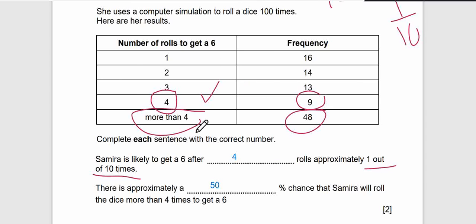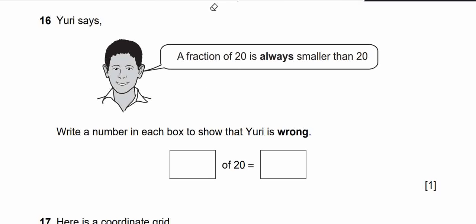Alright, this is the answer. Let's move on to next. Question 16 says, Yuri says a fraction of 20 is always smaller than 20. Write a number in each box to show that Yuri is wrong. 20 seconds from now. 10, 9, 8, 7, 6, 5, 4, 3, 2, 1. Alright guys, let's check out the answer.